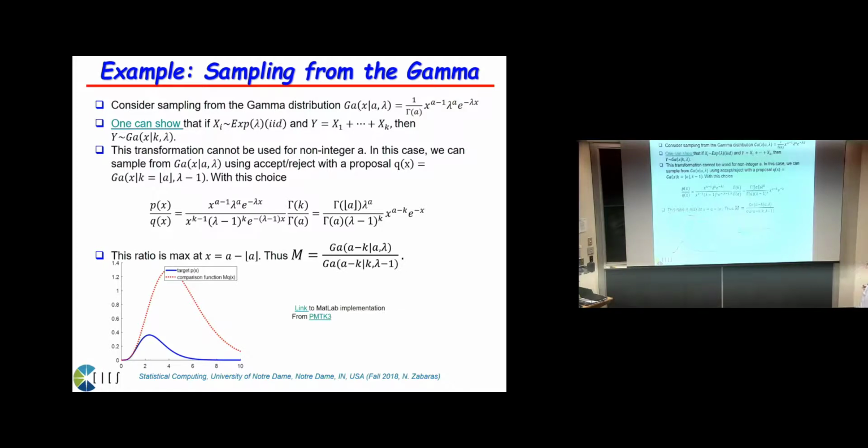Okay? So the idea is, can we actually use the accept-reject algorithm to sample from the gamma distribution? Okay, so here's the gamma distribution with parameters alpha and lambda. And, okay, so I'm going to go fast through this way of addressing this problem, and then I will actually do it in a more rigorous way.